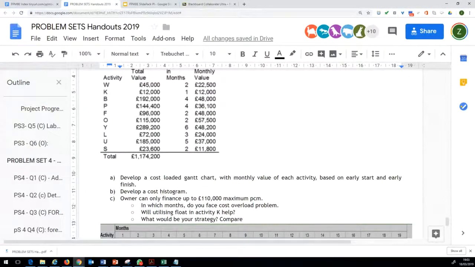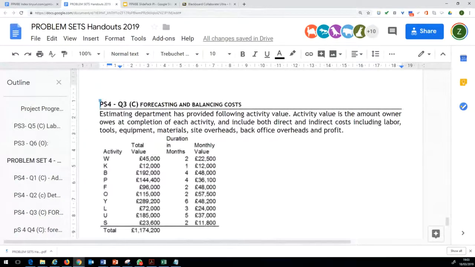Right. So in this problem, firstly, we have to tell the owners what our monthly cash flow is, and we have to address the constraint which was given to us that this project has got a maximum cost financing of £110,000. So owners are not giving us any more than that.